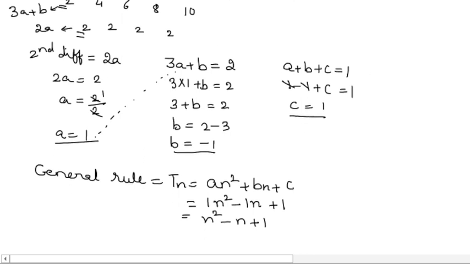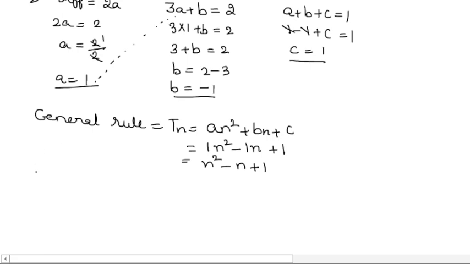The application of this general rule is that you can find the unknown term at any position. Say for example, I want to find the 15th term in my given sequence. So which number appears in the 15th place in the given sequence? How can I find it? In this expression, I am going to be replacing n with 15. So T15 is equal to 15^2 minus 15 plus 1. Replace all the n's by 15.